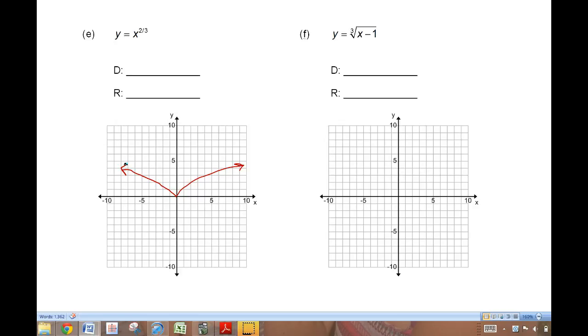Does it keep going up or does it eventually stop? It keeps going up.